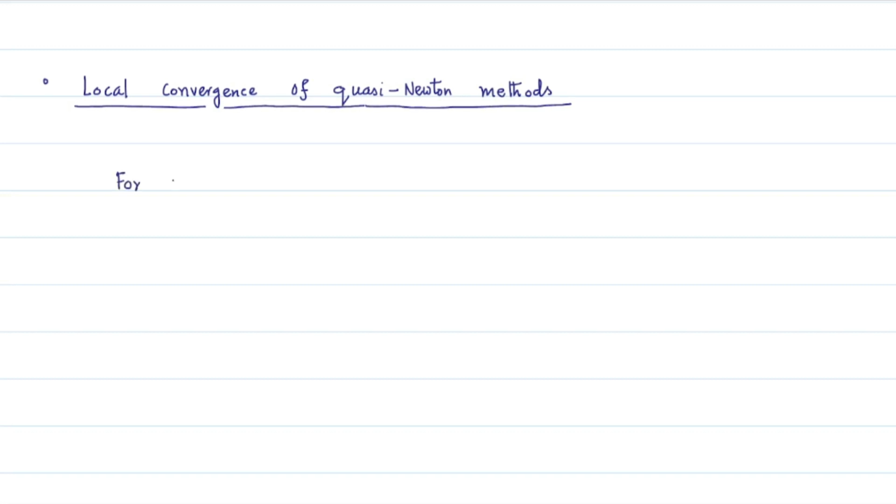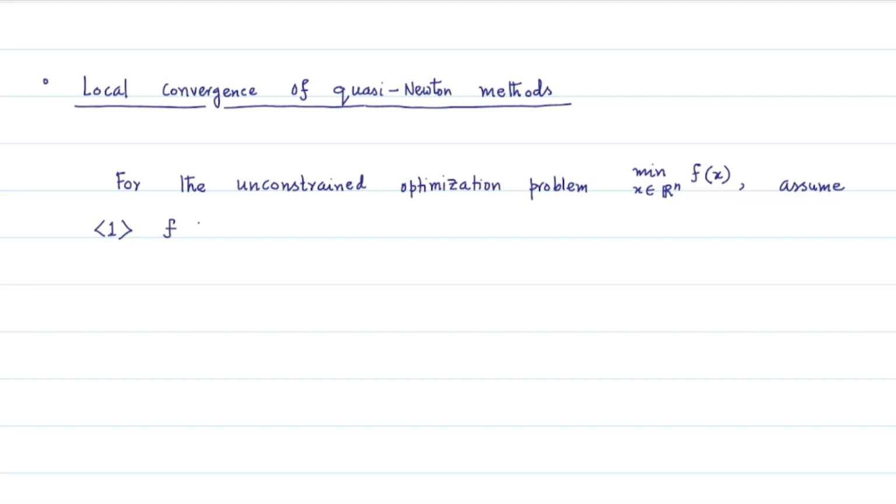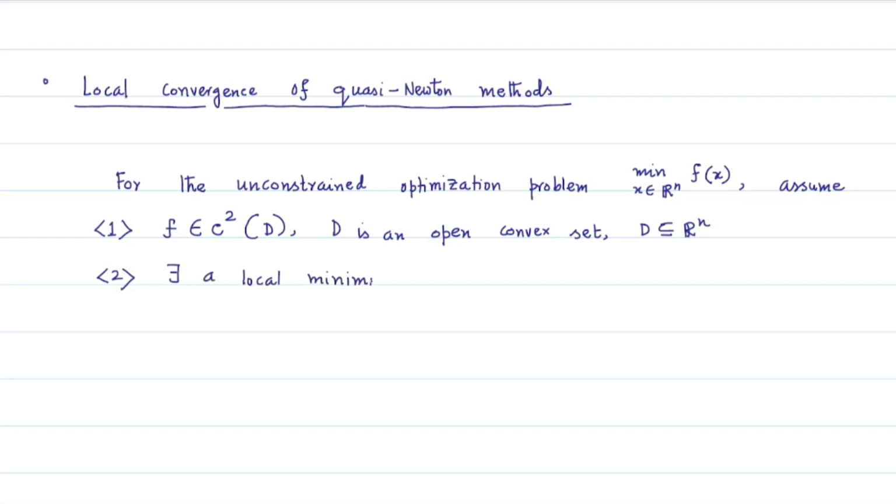For the unconstrained optimization problem to be solved, that minimizes the function f, we assume that the function f is twice continuously differentiable on an open convex set, say D. We also assume that the objective function has a local minimizer, say x bar, inside the set D, and at the point x bar, the Hessian matrix is symmetric and positive definite.